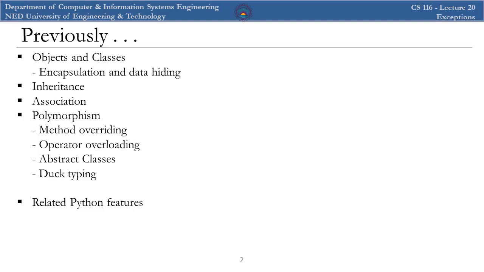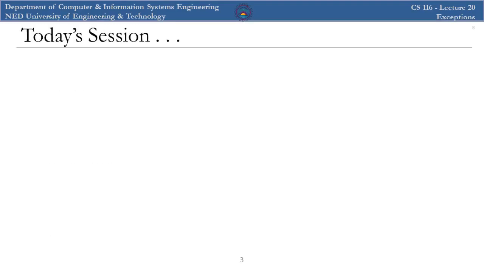Then we also learned some related concepts along the way, like decorators and properties. So we are almost done with the major features of object-oriented programming. One last concept that is very important in the object-oriented world is exceptions. So in today's session, we'll start exceptions. What we learn today, we'll see what are exceptions, and then we'll see how we can handle exceptions.